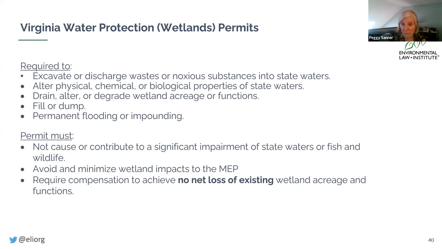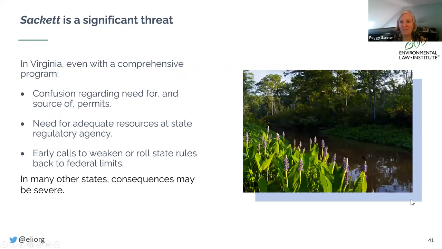Permits must require the person seeking a permit to avoid and minimize wetland impacts. And it also requires compensation to achieve a standard, which is quite important, and that is no net loss of existing wetland acreage and functions. A very important requirement, not always, in our view, attained in practice. But even with all of this statewide and comprehensive program, we recognize Sackett as a threat.